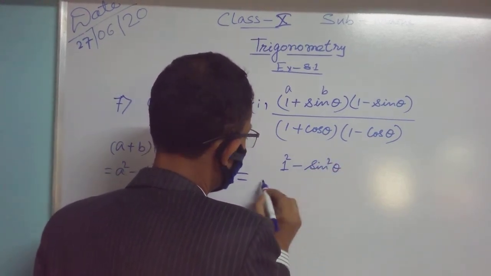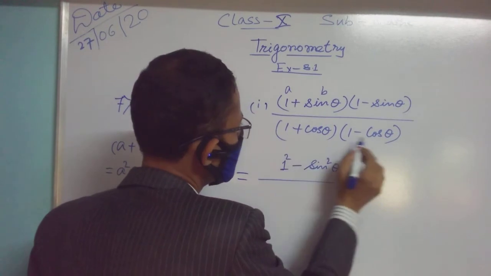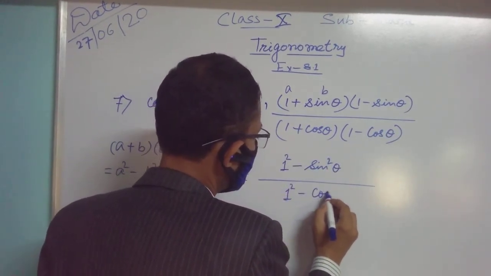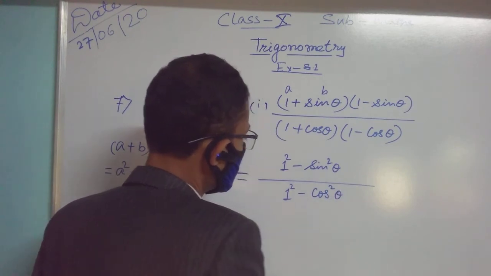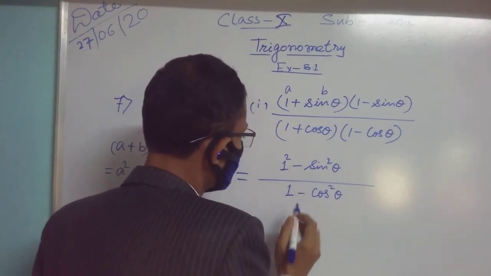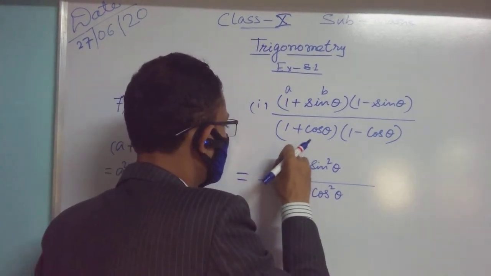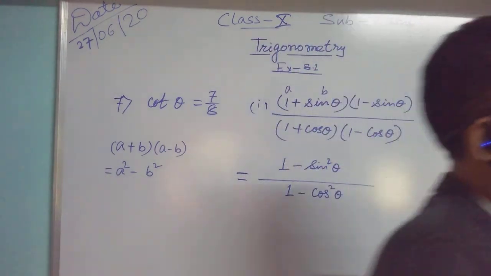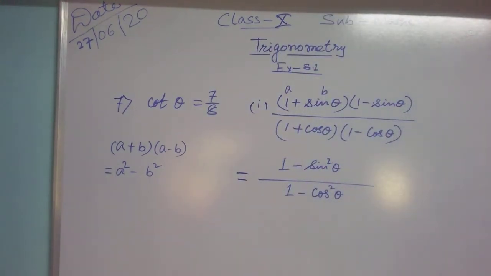Similarly, it will be 1 square minus cos square theta. Now writing 1 square is same as writing 1, because 1 square is 1 into 1, which is 1. So we will write 1.